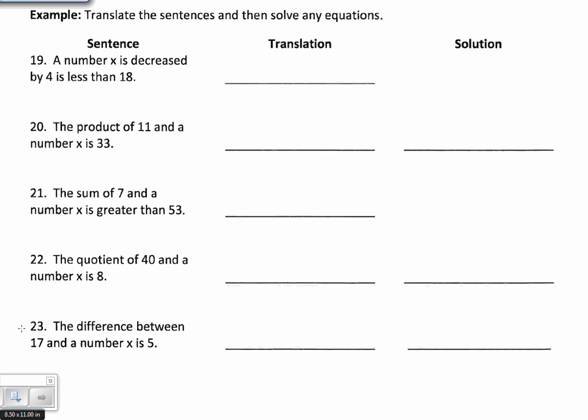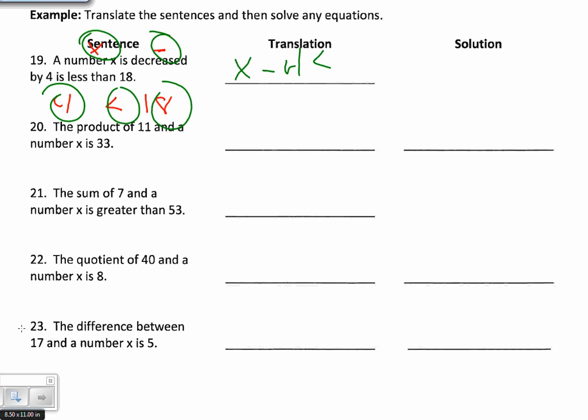So here it's giving me the letter I'm going to use. A number x, so it wants me to use x in this case, is decreased by 4. Decrease means minus 4. Is less than is my inequality sign. 18. So I'm going to write what it says. It says x minus 4 is less than 18. So there's our sentence translated.